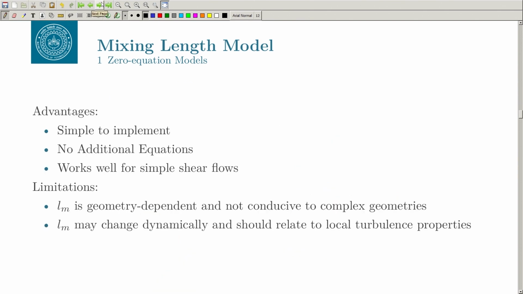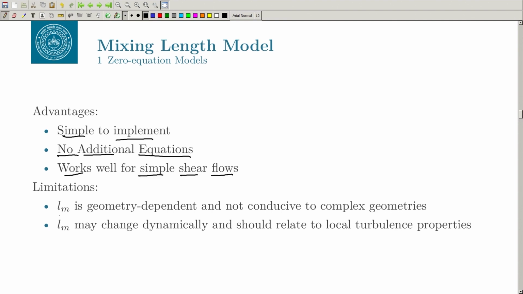Okay. It is very simple to implement this mixing length model, whether it is Van Driest or Prandtl or Cebeci-Smith, and there are some more models also, right. So, the advantage of these models is that there is no additional equation; you are not solving any other dynamical equation like you do in the k epsilon or k omega, right. We will see those models very soon. Very simple to implement, just some algebraic equations, and it works well for simple shear flows. Okay. But you will see that it has got several limitations.